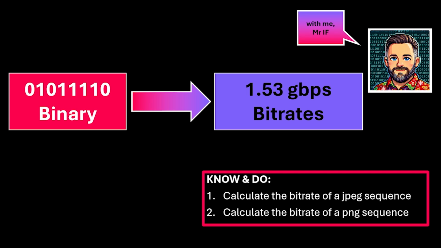Hello and welcome. In this video today we're going to look at how we can calculate bit rates. We start with that raw data in binary, and we're going to look at some ways in which we can calculate the amount of information that's being processed at a time.